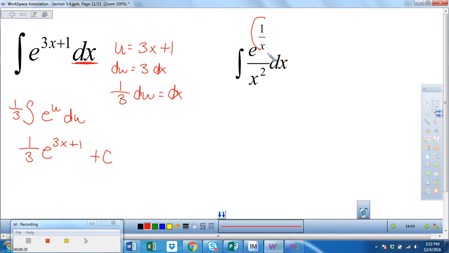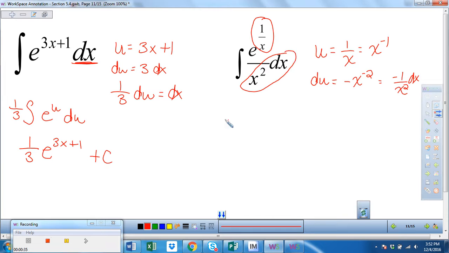Same thing here. I'm going to let u equal 1 over x. Remember this can be written as x to the negative 1, so du is negative x to the negative 2, or negative 1 over x squared dx. I have 1 over x squared dx in my problem, so I pull out a negative, and I end up with negative e to the u du, which is simply negative e to the, what was u, 1 over x? So negative e to the 1 over x.